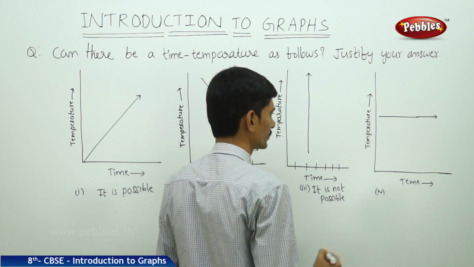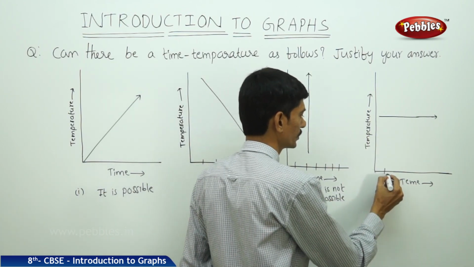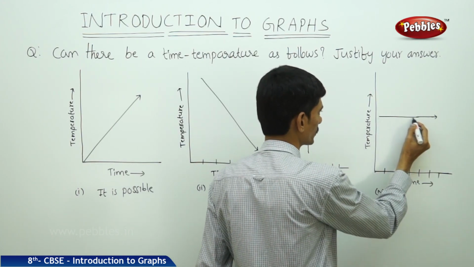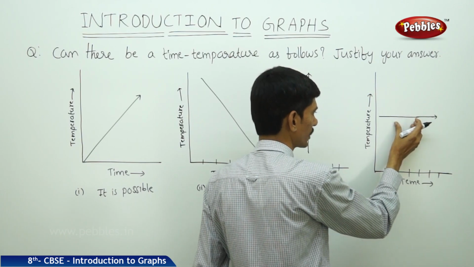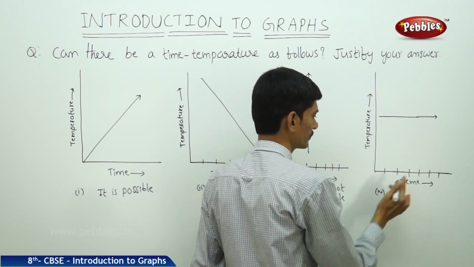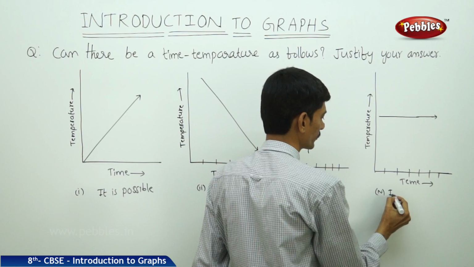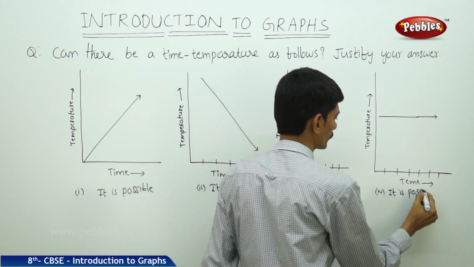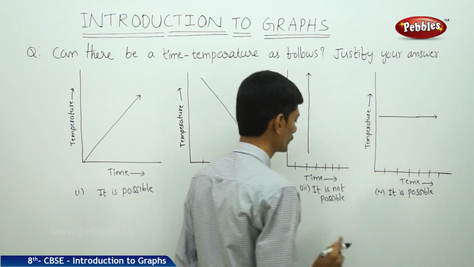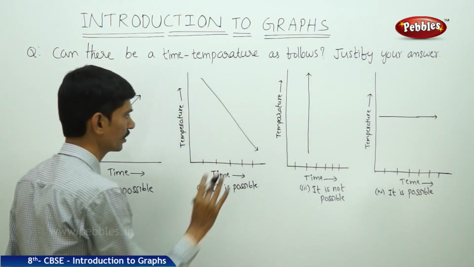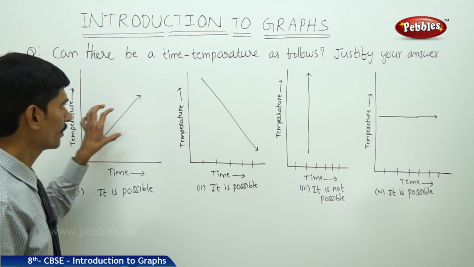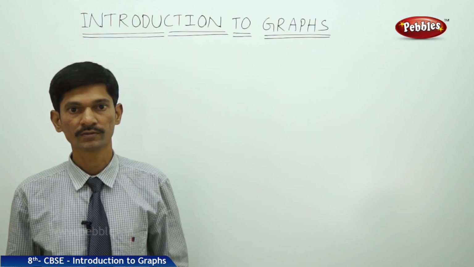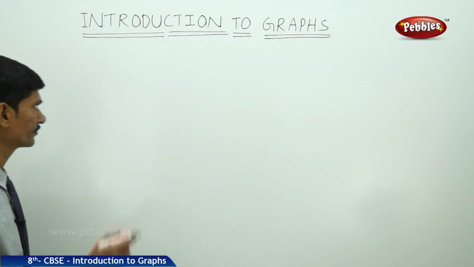Now in the fourth case, in the different time intervals, the temperature remains constant. So it is the horizontal line which is parallel to the x-axis. So this is also possible. Except in the third case, all the three graphs represent a time temperature graph. Now let us discuss linear graphs.